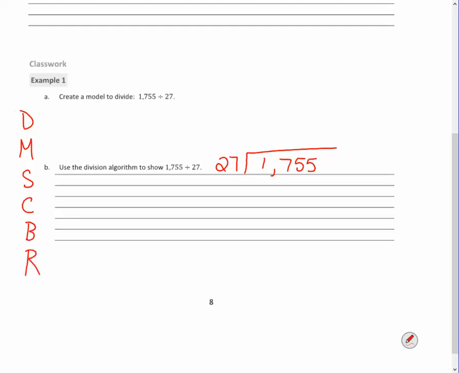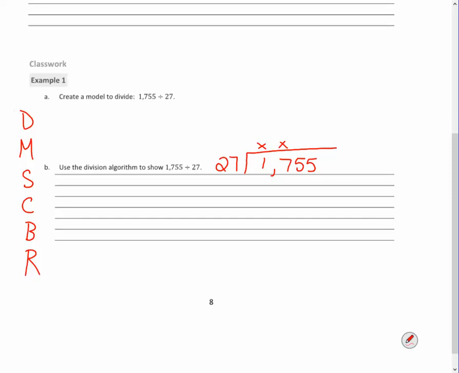So our first step here, the D stands for divide. So we're going to see how many times does 27 go into 1. Does 27 go into 1? No, it does not. So we put a little baby X right there. So we've now got to check, does 27 go into 17? Well, no, it doesn't. We're going to put another little baby X. All right, the next thing we're going to do is see how many times does 27 go into 175.